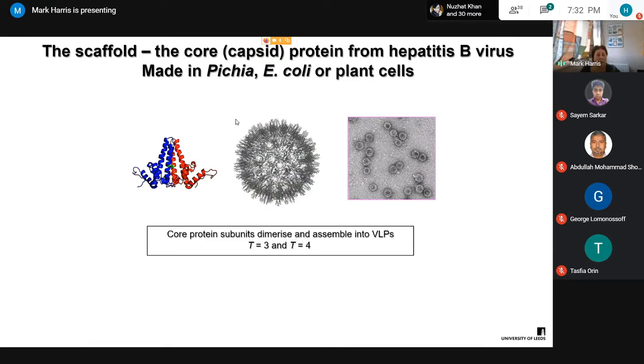So a scaffold idea has been looked at by many groups, and the scaffolds that we're using are based on the core protein, also known as the capsid protein, from hepatitis B virus. And as I say, we can make these in a variety of cell types. So this protein spontaneously dimerizes, as shown here in this blue and red dimer structure, and then either 90 or 120 copies of the dimer come together to form a virus-like particle, as represented in the middle of the screen. And because you can get a varying number of these dimers coming together, this means you get a mixture of both T3 and T4 particles, with the T4 being slightly larger. And this is what they look like by negative stain EM.